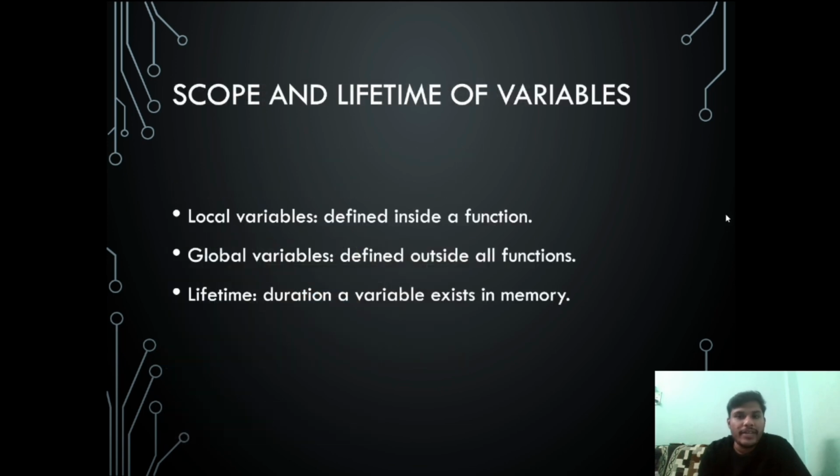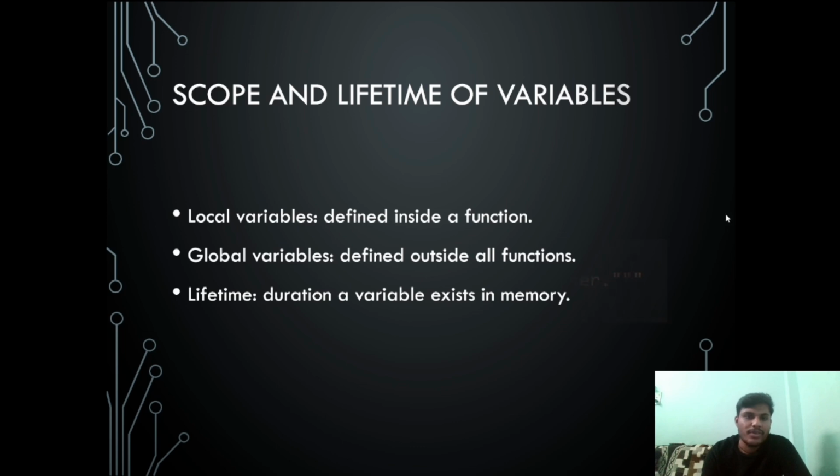Now, scope and lifetime of variables. Variables in Python have a scope and lifetime. Local variables exist only within a function, and global variables are defined outside any function and accessible throughout the code. Lifetime refers to how long a variable stays in memory, typically until the function finishes executing.